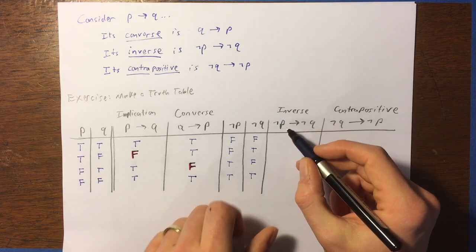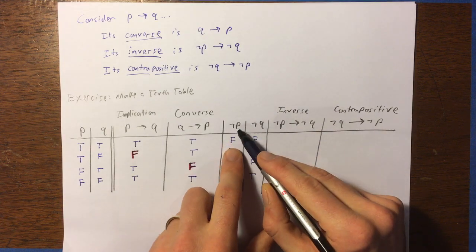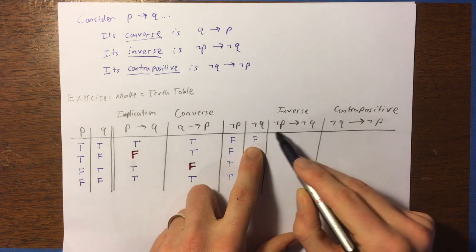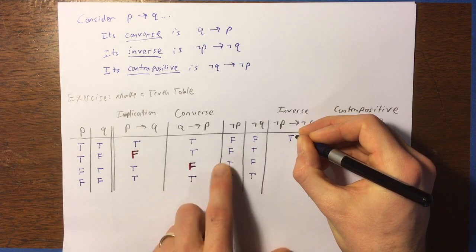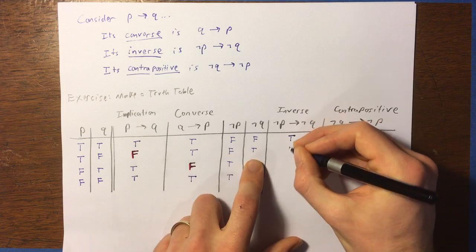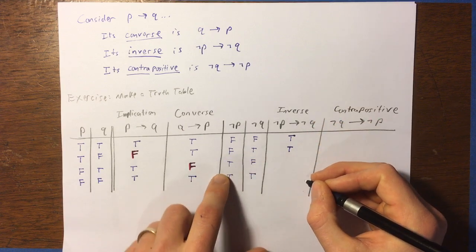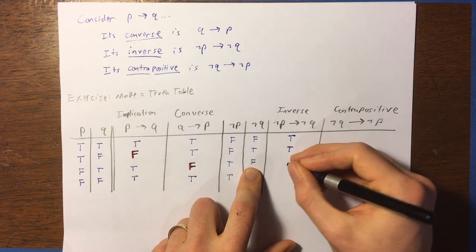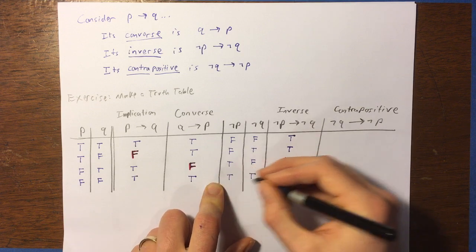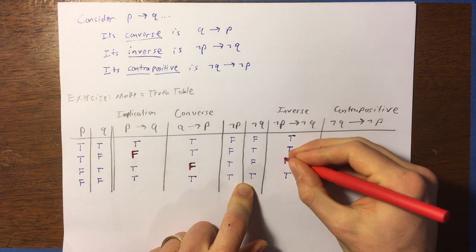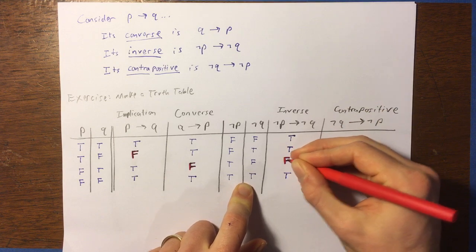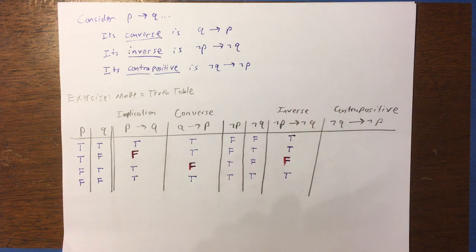So for inverse, not P, which is this column, implies not Q. The first row here is going to be false implies false, which is vacuously true. Then we have false implies true, which is still vacuously true. Then we have true implies false. That's going to be false. And true implies true, which will be true. So we'll put this here. That's our false. Our only false situation is in that row.